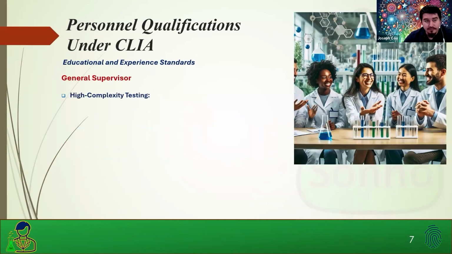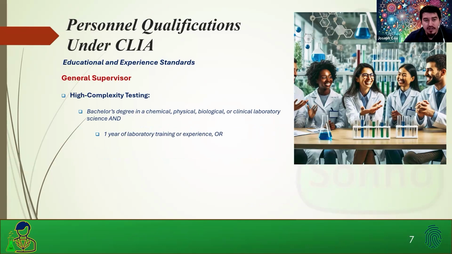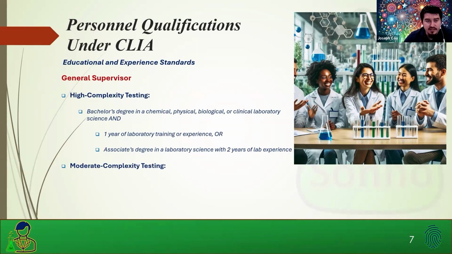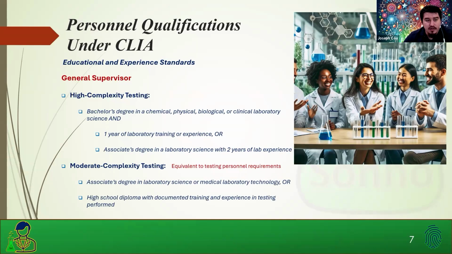Then for general supervisor, under high complex testing, they require a bachelor's degree in chemical, physical, biological, clinical, laboratory science, and 1 year of training or experience. Or if they have an associate's degree, then 2 years of lab experience. For moderate testing, it's equivalent to the testing personnel requirements, which is the associate's degree in laboratory science or a high school diploma with documented training experience. So obviously, moderate complexity is a lot less extensive compared to high complexity.